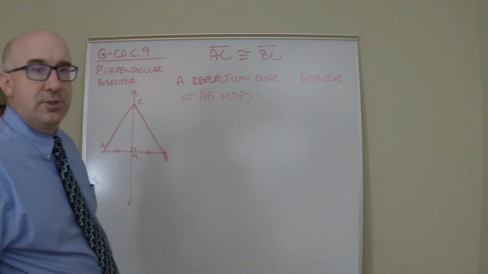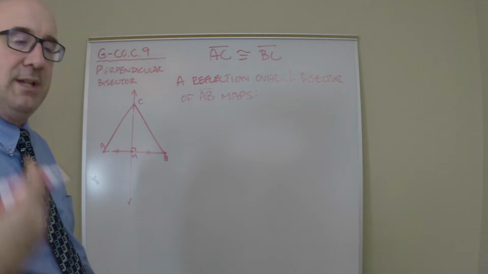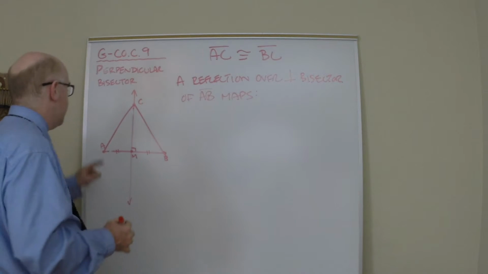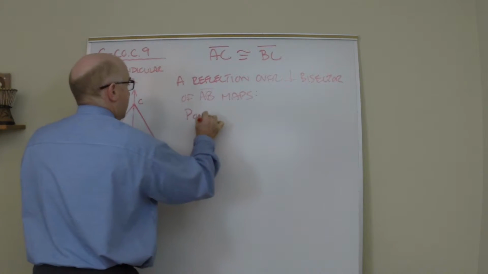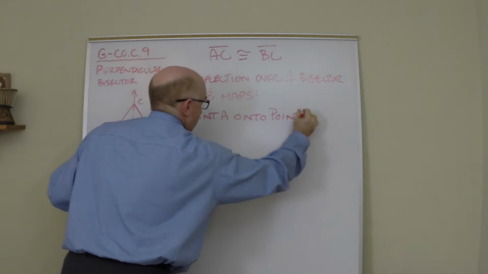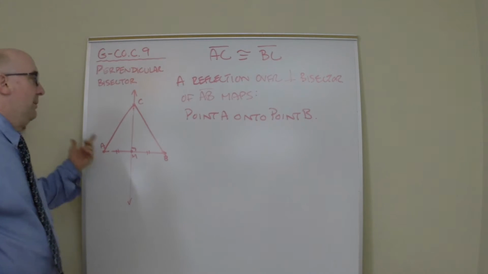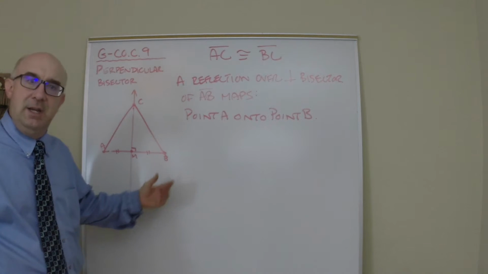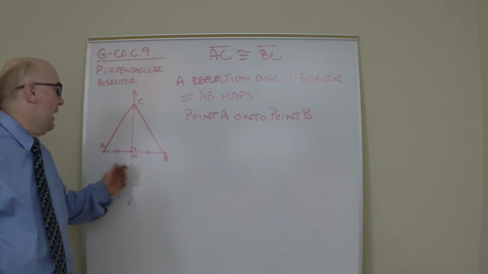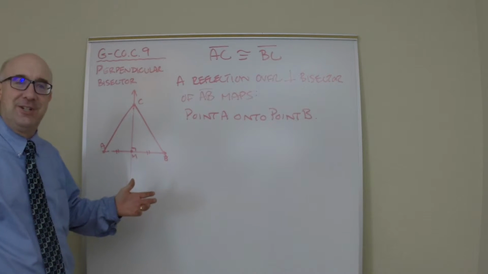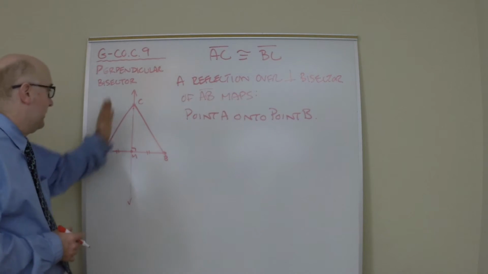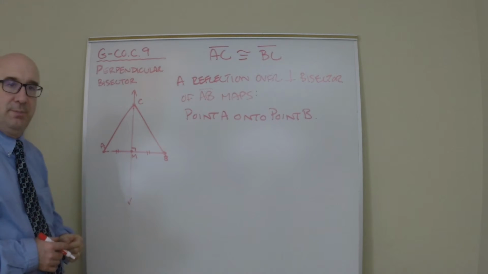Like most transformational approaches, we list out what we're going to do, and this is it, and now we discuss what physically happens. So it maps point A onto point B. Now you might say, wait a minute, that's quite an assumption that A lands on B. It's not, because this is the perpendicular bisector of AB, and we know that that is a property of a reflection, that the perpendicular bisector is the line of reflection.